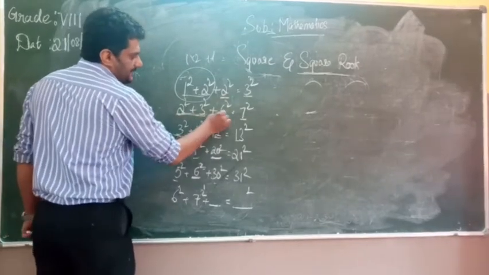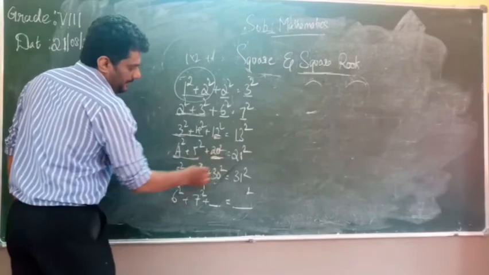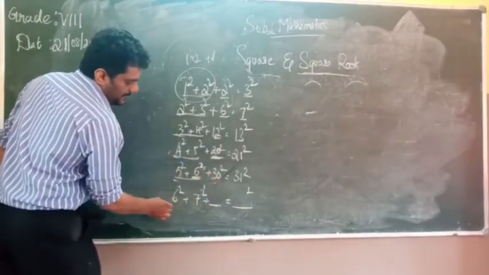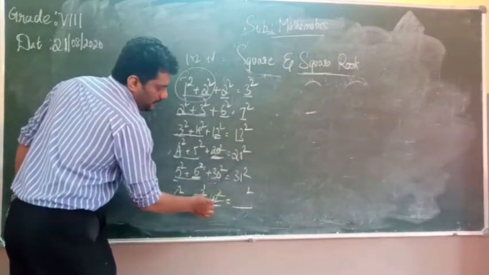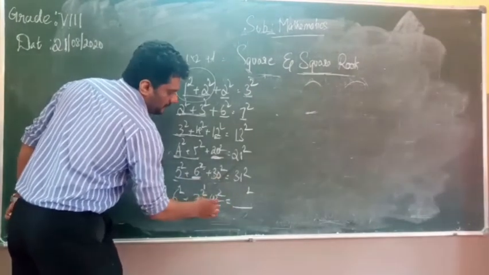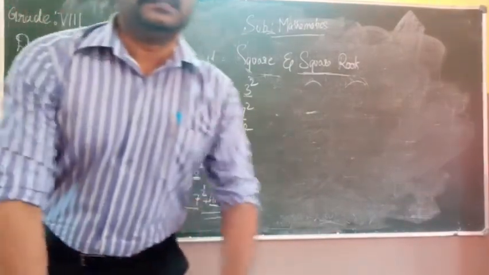2 into 3, 6 I get. 3 into 4, 12. 4 into 5, 20. 5 into 6, 30. 6 into 7, 42. Now if I have 42 here, see here 30, 31. 42, 43. This is how you do this.